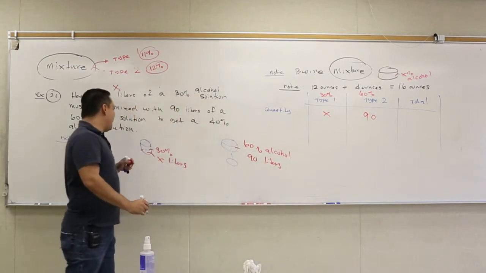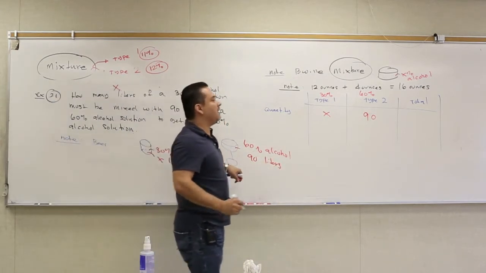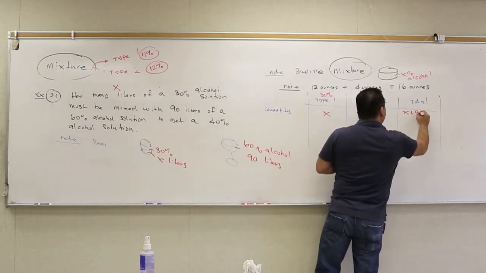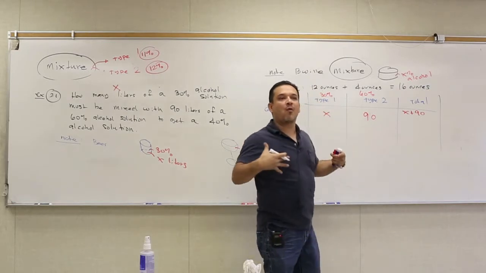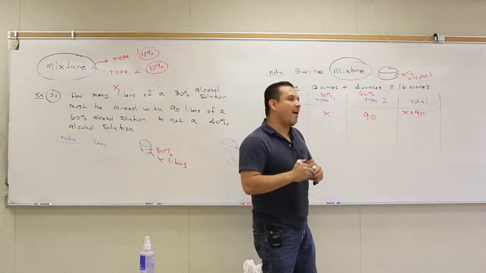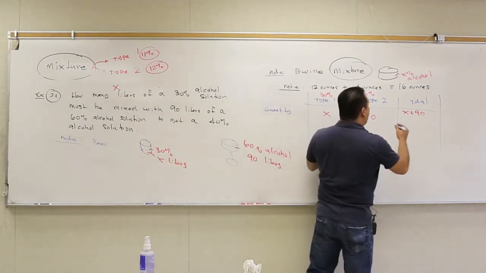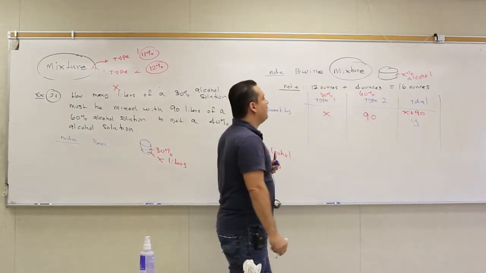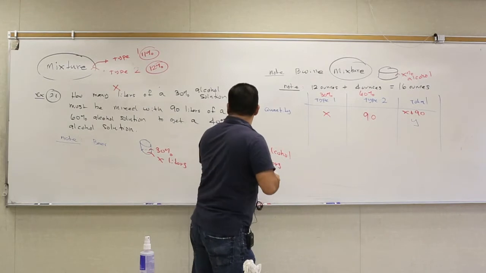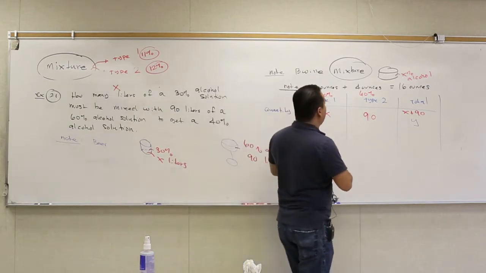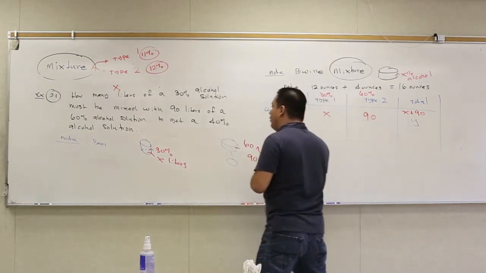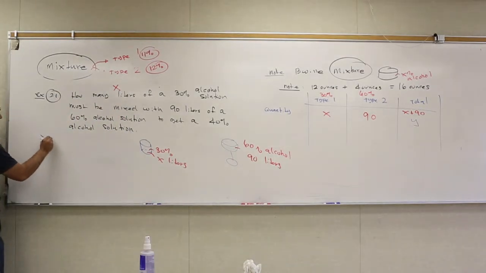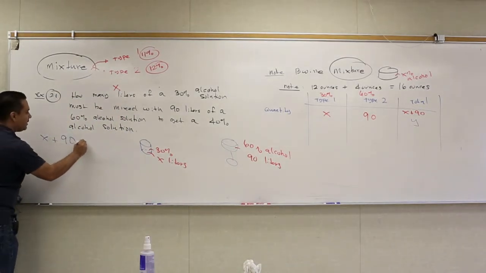So notice, if I add the X with the 90, I already know that gives me X plus 90. That's in terms of the quantity in liters. But what I'm going to do is set up two equations. I'm going to call this total Y. So the first equation is going to be X plus 90 equals Y. I'm going to write that down, my first equation: X plus 90 is Y.